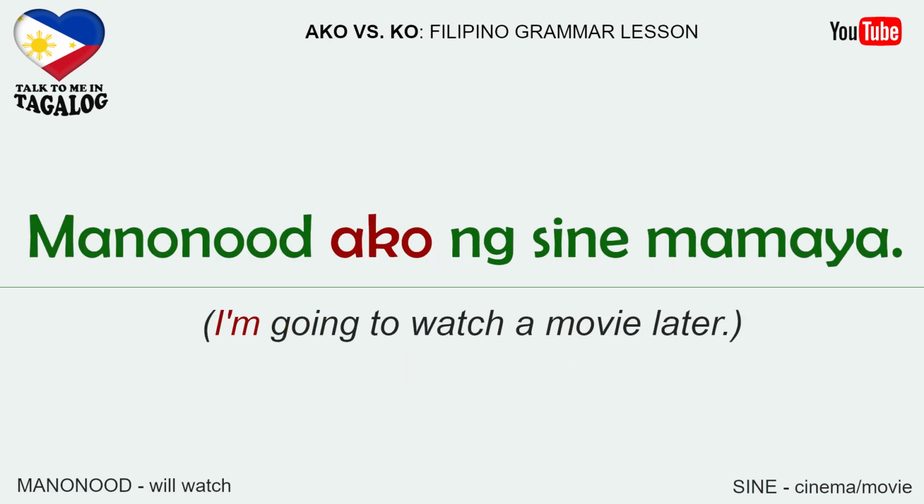Next, manonood ako ng sine mamaya. Now ask yourself, what kind of verb is manonood? Yes, it's a ma verb. Now, ask yourself again, who's going to do the action manonood? Right, ako. Manonood ako ng sine mamaya. I'm going to watch a movie later.